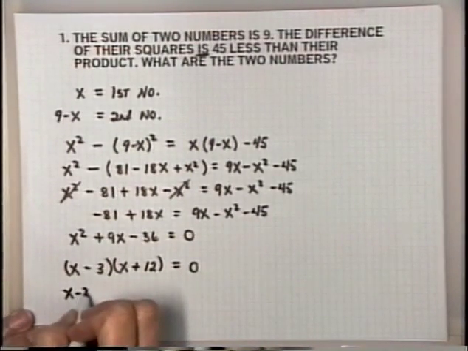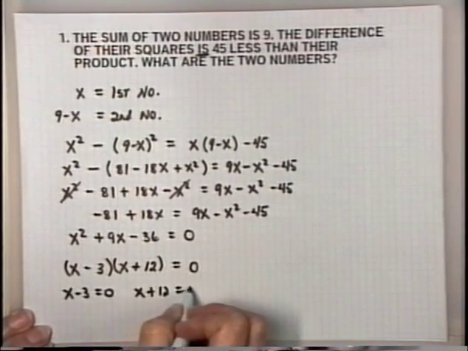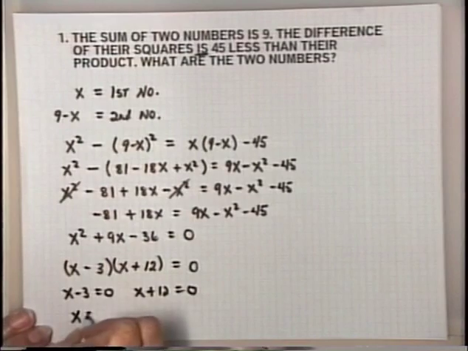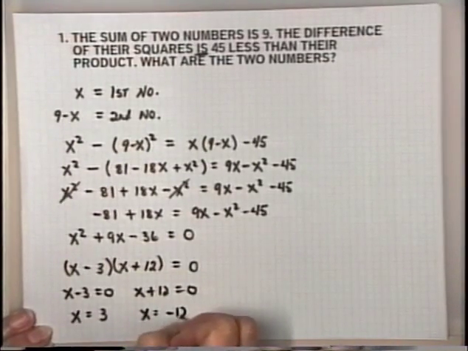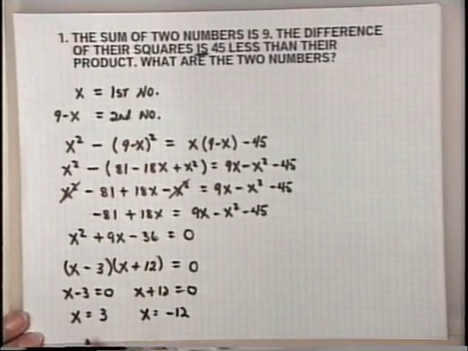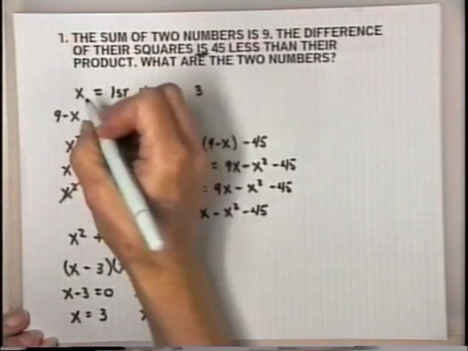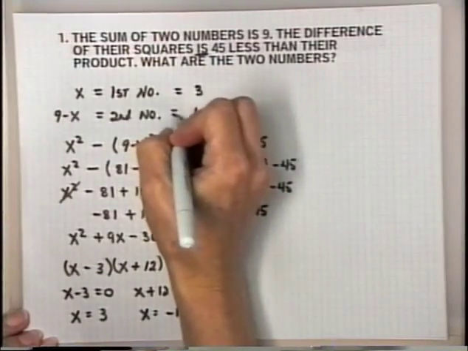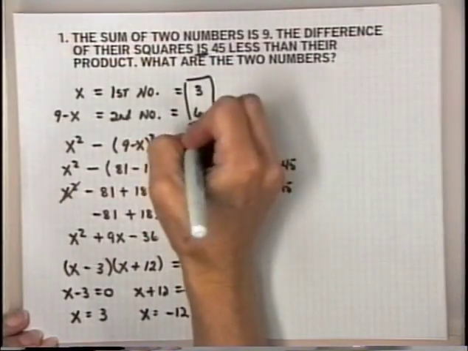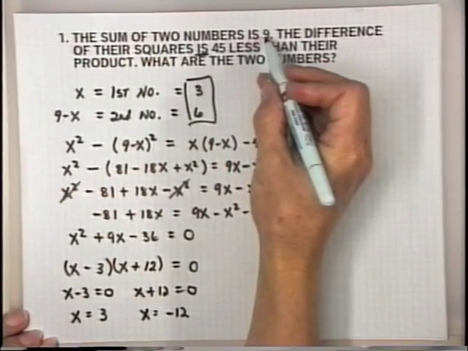Setting each of these factors equal to 0, and then solving for x, I have x equals positive 3, or x equals negative 12. Let's start with x equals positive 3 and come back up here. If my first number x is 3, 9 subtract 3 would give me 6 for my second possible number. Notice the sum of these two numbers is 9.